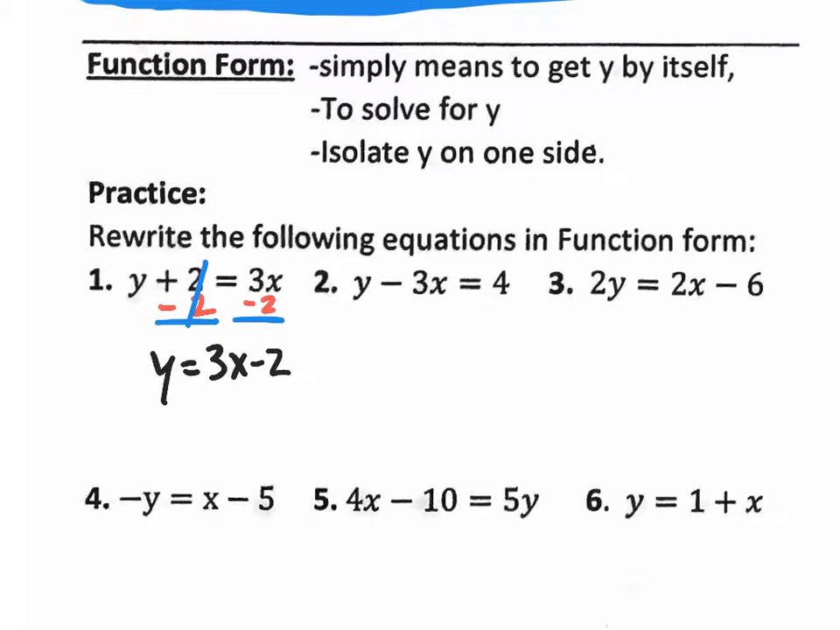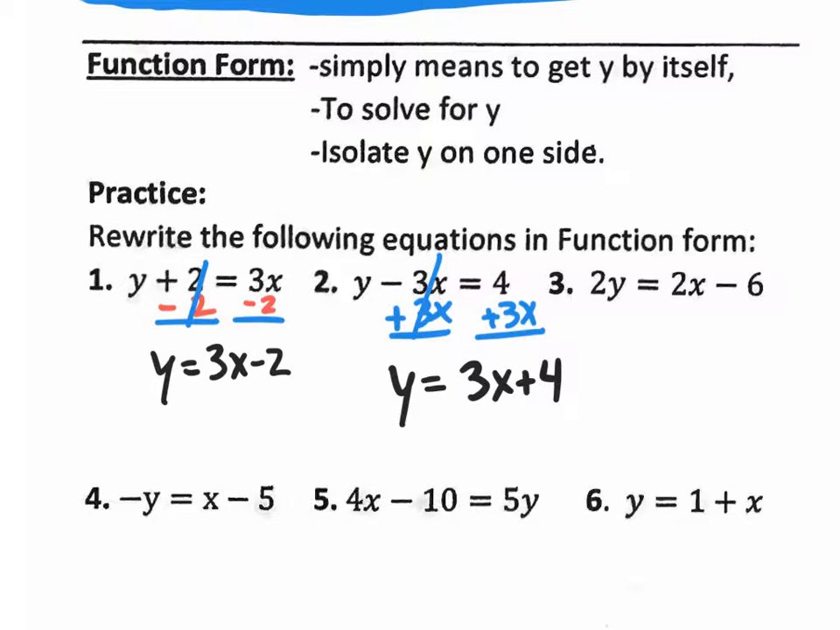On number 2, I need to get rid of the minus 3x by doing the opposite, plus 3x to both sides. And since right here, the minus 3x and the positive 3x cancel out. But over here, since the 4 cannot be added to 3x, we're just going to rewrite it. So there's my answer, y equals. But instead of writing 4 plus 3x, I'm going to write 3x plus 4. You always want the x term first and then the constant at the very end.